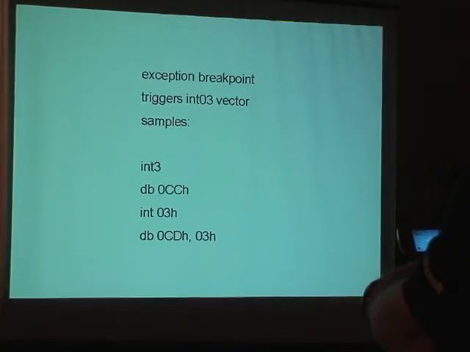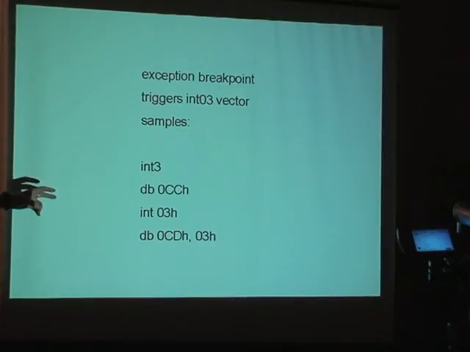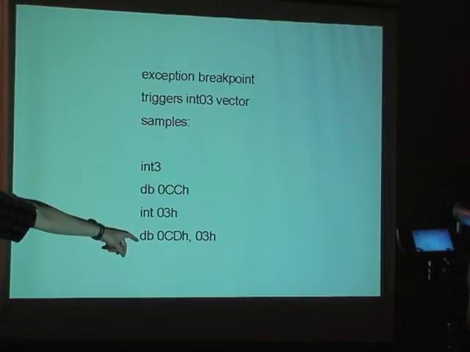Then exception breakpoint. This is the trap type of exception, just like the single step. This exception is triggered after this interrupt 3 is executed. We have two possibilities how to execute interrupt 3. This one has 1 byte and this one has 2 bytes. We will discuss later which one of them is more useful.